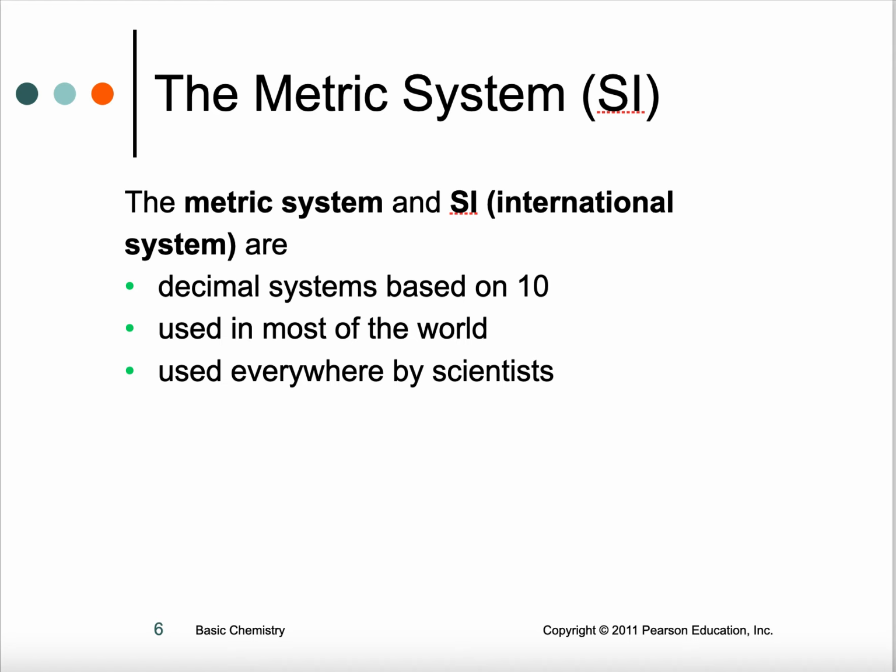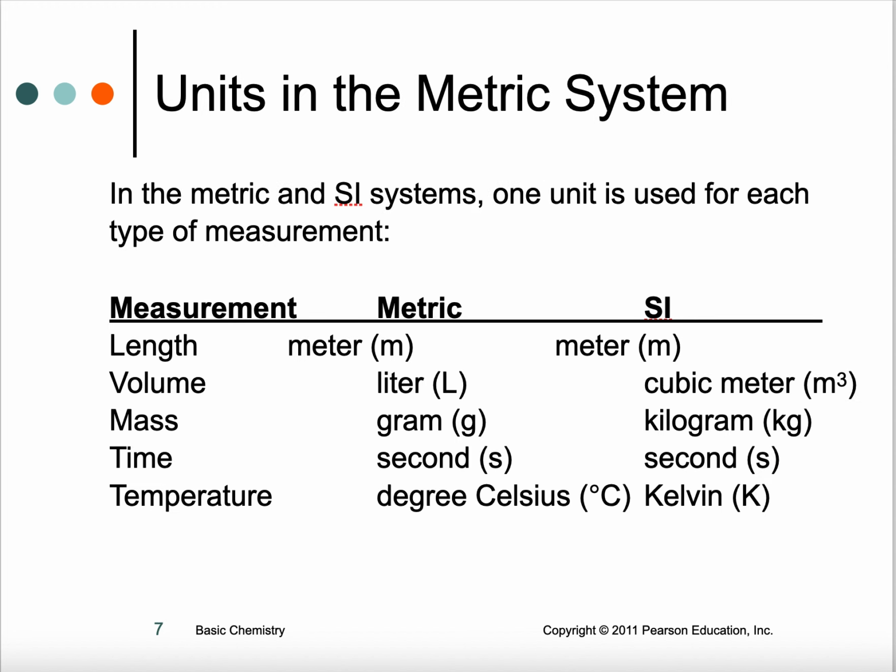It's based in the metric system, and the metric system is in base 10. So everything is 10 times something else. Every unit is 10 times or 100 times or 1,000 times or 1,000,000 times something else, based in 10, that's easy to do the math with. So the SI units and the metric units of measurement are the meter in the metric system, the liter, the gram, the second, and Celsius.